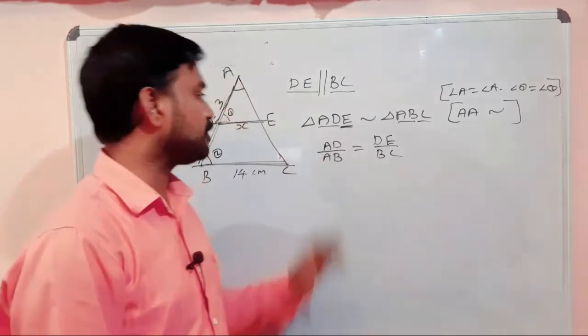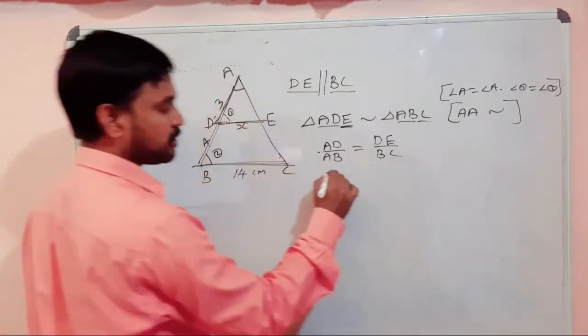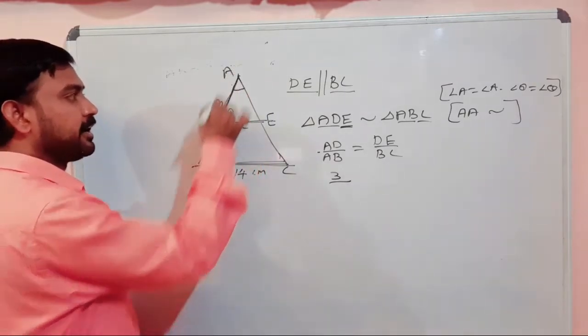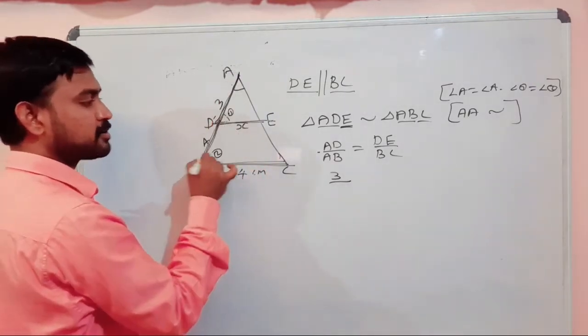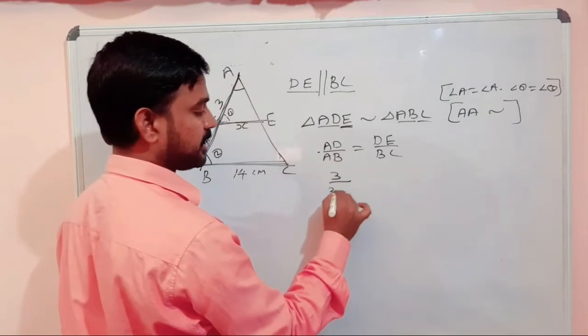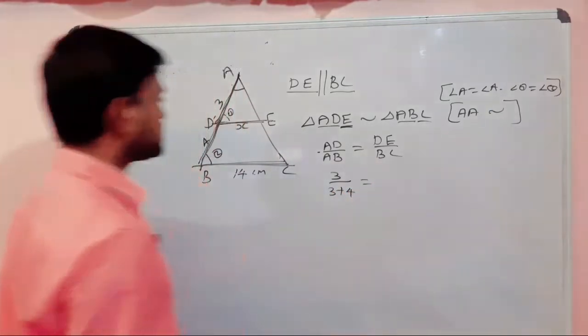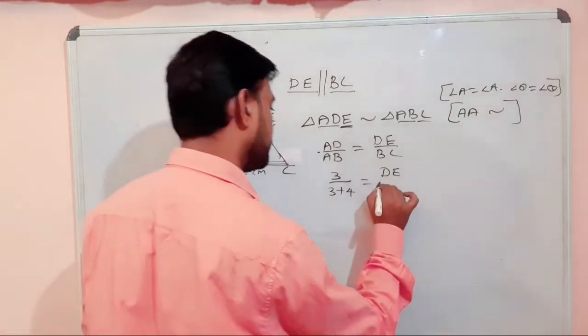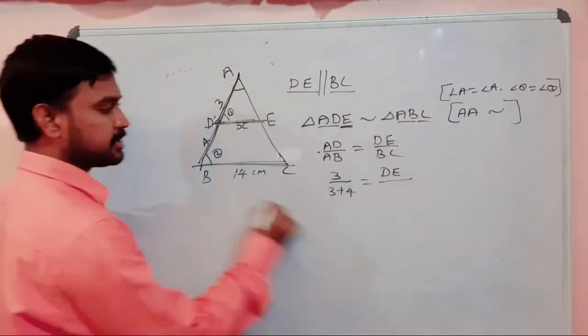We can apply the values of AD. What is AD? 3. So 3 by what is AB? AB means from here to here. AD is 3 and DB is 4, so 3 plus 4 is AB. So we can write 3 plus 4, which is equal to DE. DE we mentioned as X. So we can write DE as DE. And BC is 14.